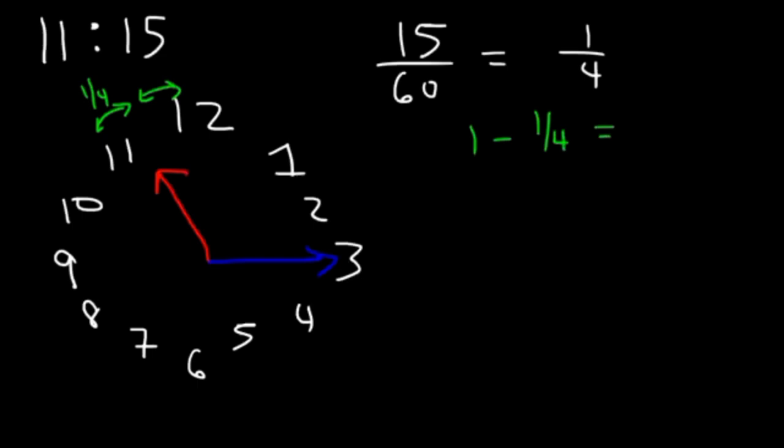that's 4 over 4 minus 1 over 4. 4 minus 1 is 3, so 3/4 is between the hour hand and 12. So it's 1/4 of the way going from 11 to 12. It has 3/4 left to get to 12. So basically, it's 25% of the way between 11 and 12.